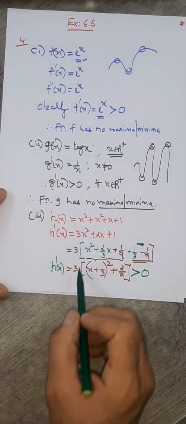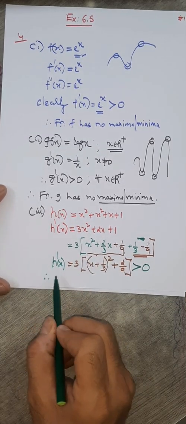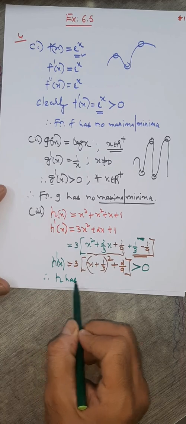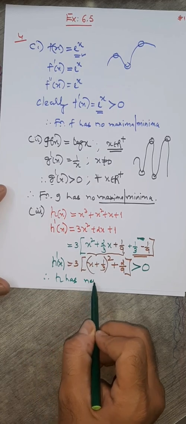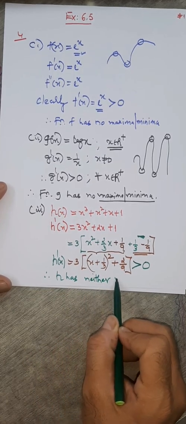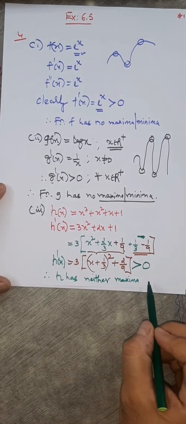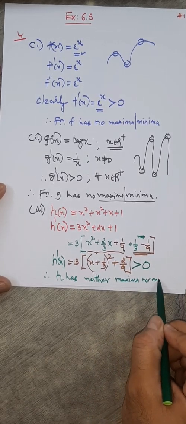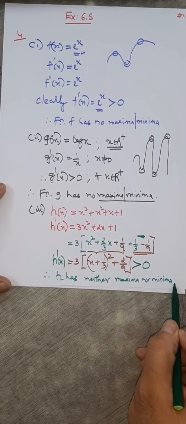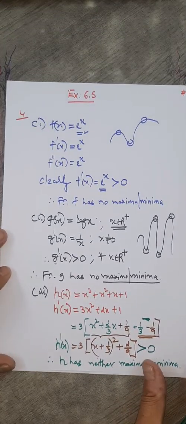So this is again an increasing function. So therefore h has neither maxima nor minima. Clear? Okay. Let's go to the next question.